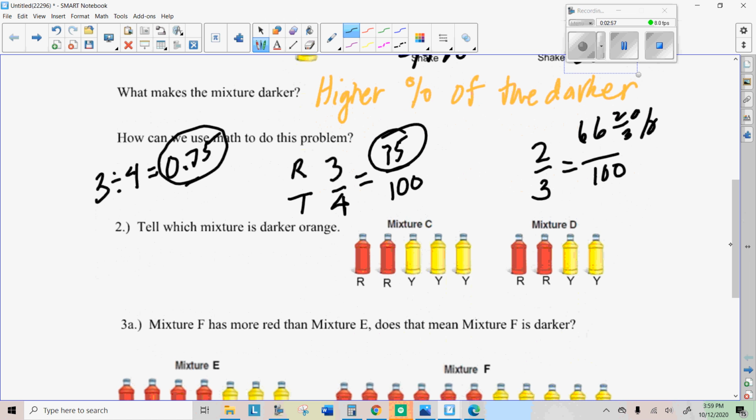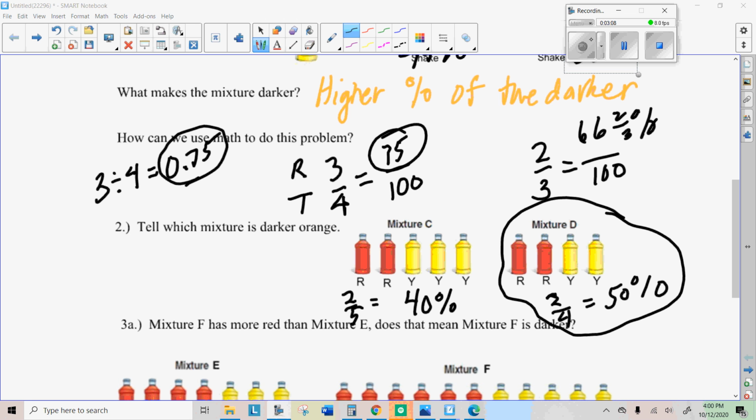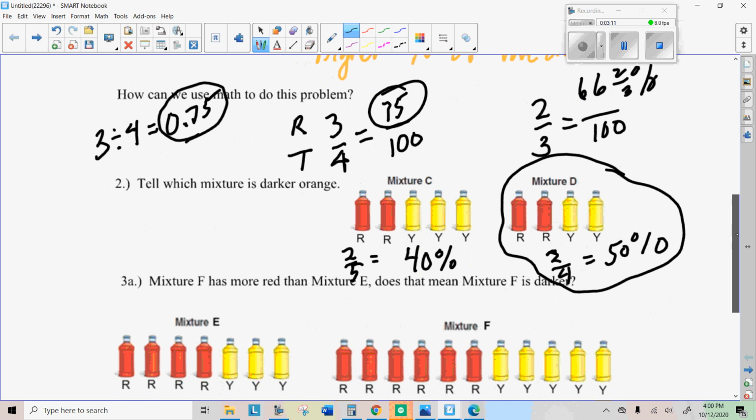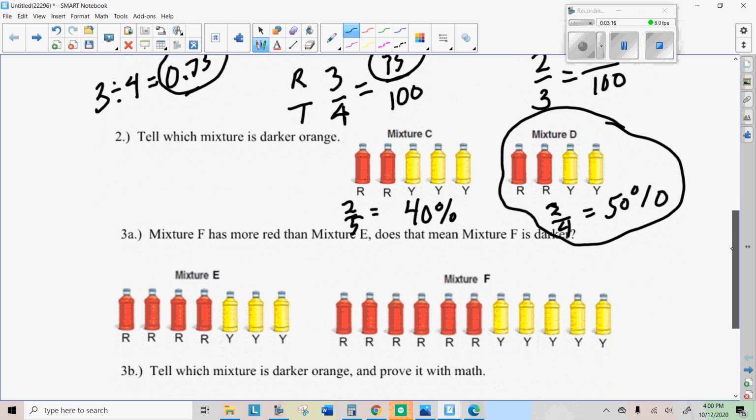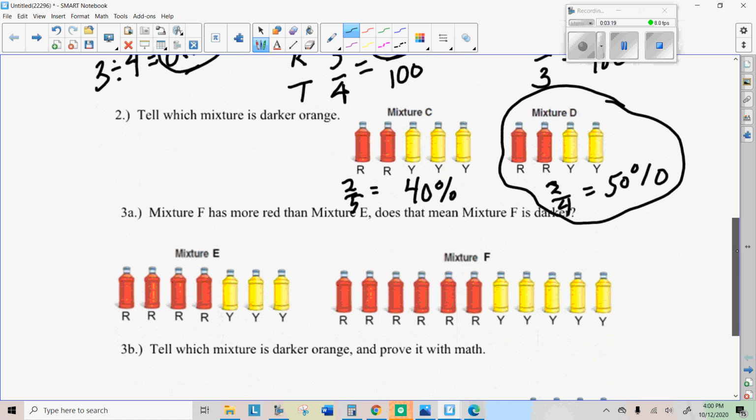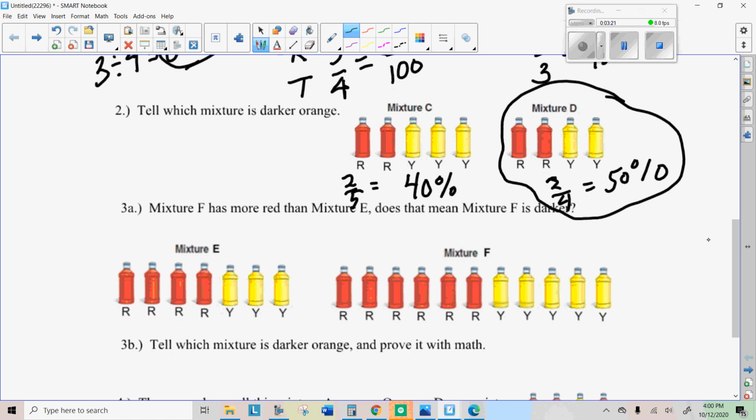So go ahead and try to figure out which of these is a darker orange by seeing what percent of each one is red. Go ahead and find those percents. My guess is you chose mixture D because it is 50% that dark red, where mixture C is only 40% that dark red. Okay, so now on 3, it says mixture F has more red than mixture E. Does that mean mixture F is darker? No, it actually depends on what percent is red. So we're going to go ahead and figure these out.